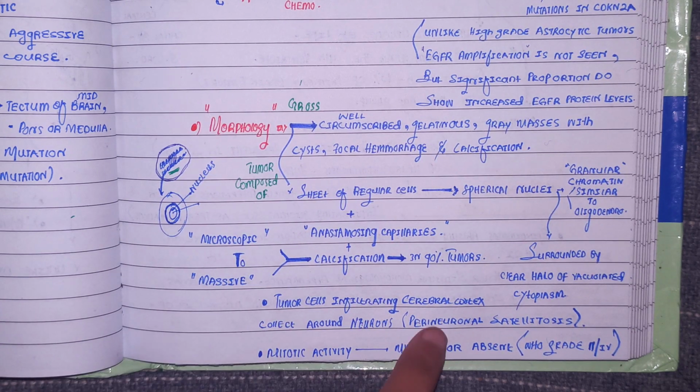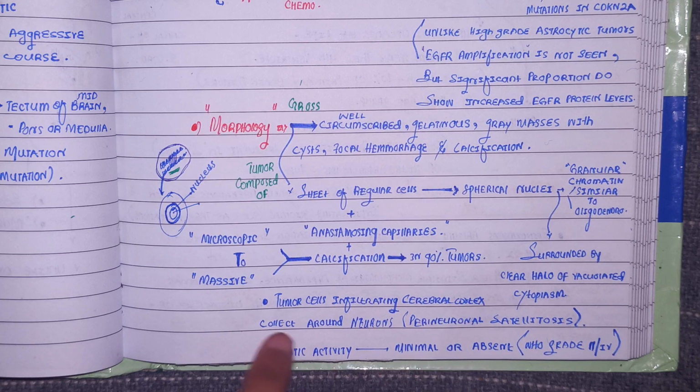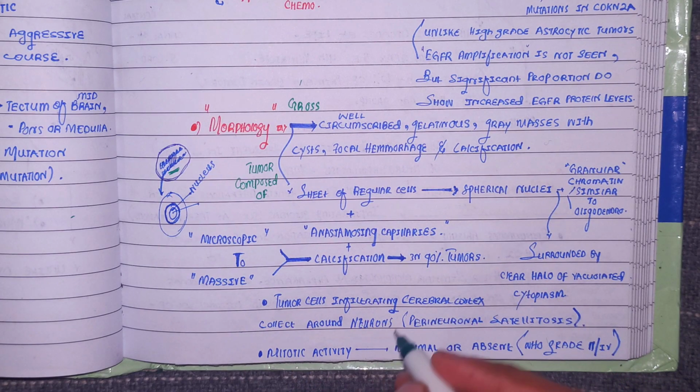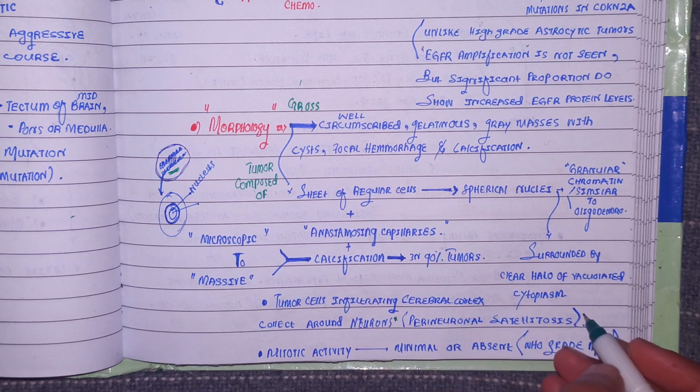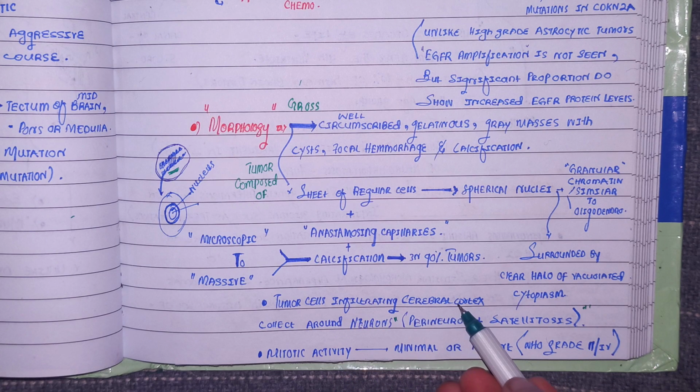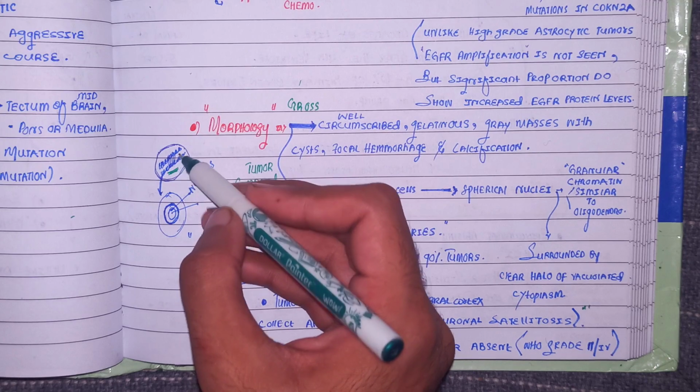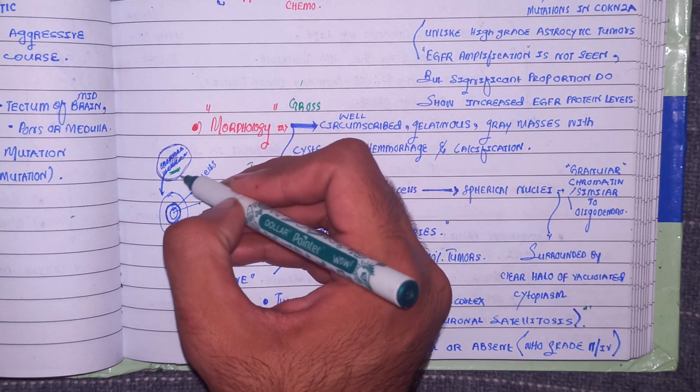Besides this, the tumor cells infiltrating the cerebral cortex collect around the neurons, and this property is said to be the perineuronal satellitosis. What did I say? The tumor cells which are infiltrating the cerebral cortex collect around the neurons. Okay, so this is your oligodendroglioma, very well demarcated.